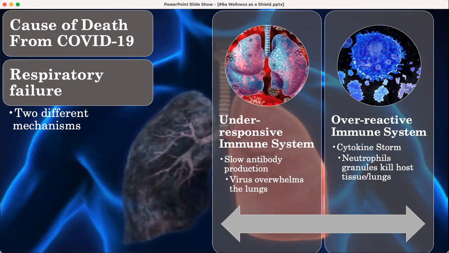On the other end of the spectrum is the overreactive immune system, which happens with obesity. This is a cytokine storm where the neutrophil granules kill the host tissue. These granules are released by the primary white blood cells, neutrophils, in such abundance that it's like releasing packets of bleach. It kills the pathogen, but it also kills that very fragile lung tissue.